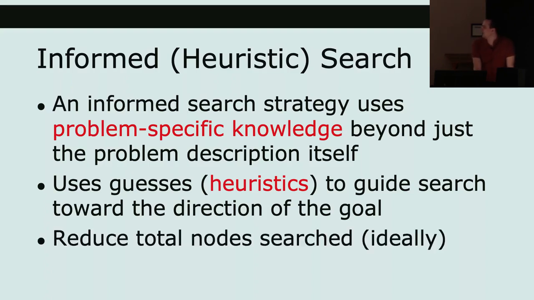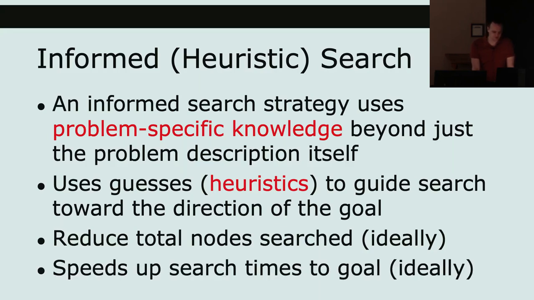And the ideal use case for heuristics is that it's going to reduce the total number of nodes searched, right? And we'll see some examples of that in our visualization, where we can see, oh, the closed list is much smaller than it was with BeFS versus the A-star search algorithm or something like this. And ideally, what that will do is also speed up search times to the goal.